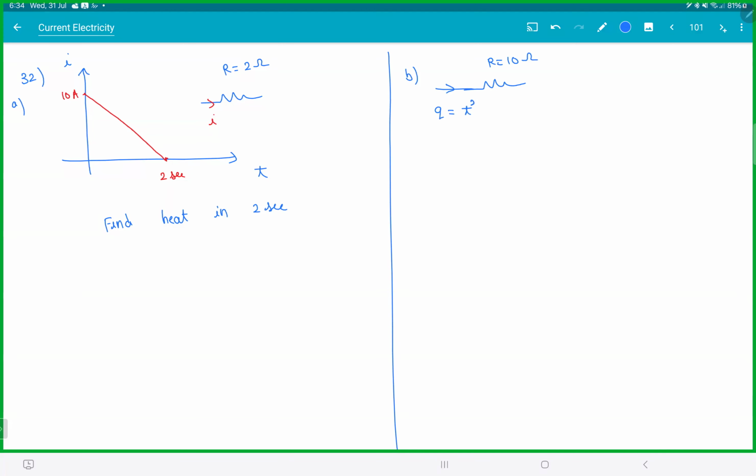Second question: charge is t square minus t. Find heat in 2 seconds. Let's get them. Simple calculus-based questions.